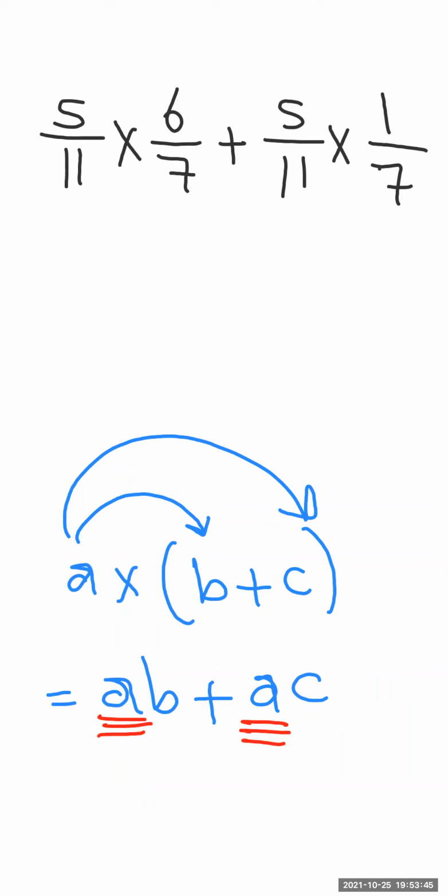So 5 over 11 and 5 over 11, and 6 over 7 plus 1 over 7. So how to solve this question?